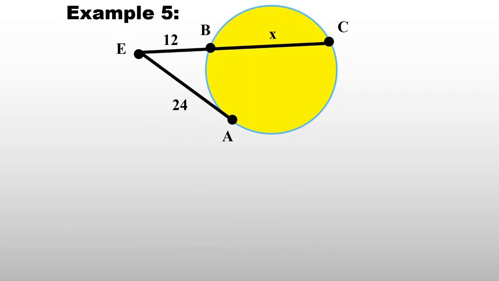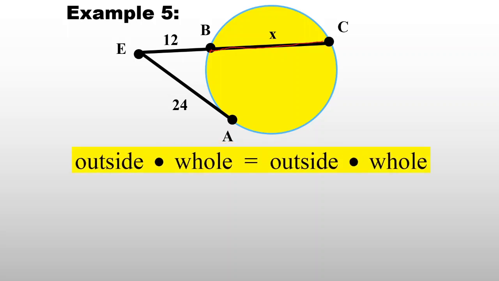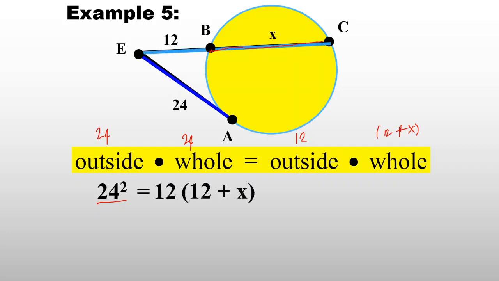Okay, so example, find the value of x or find the measure of x. So, let's find the measure of this segment BC. Ayan, so, outside times whole equals outside times whole pa rin tayo dito. Ayan, yung ating tangent, since ito ay 24, yung outside, yung whole niya 24 din. Kaya yan naging 24 squared equals, yung outside natin dito ay 12 times yung whole natin dito which is 12 plus x. Okay? 12 times 12 plus x.